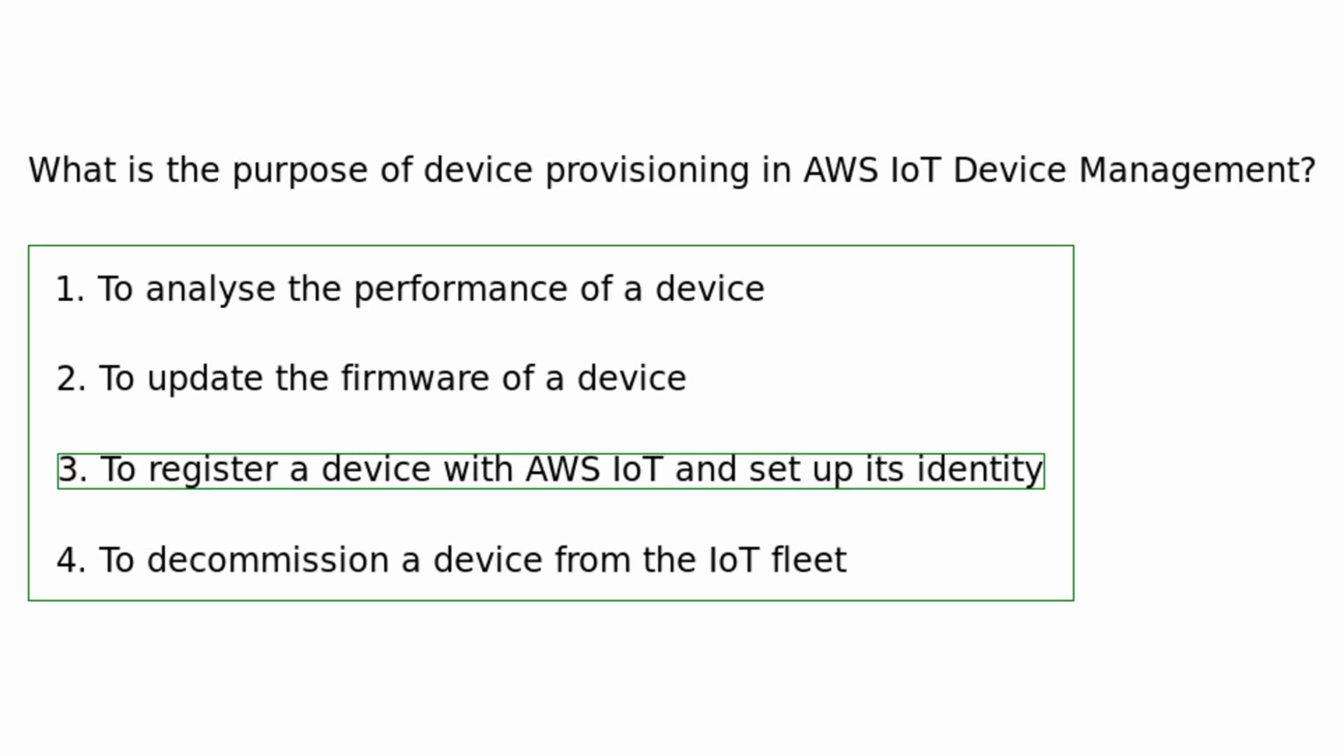Device provisioning in AWS IoT Device Management is the process of registering a device with AWS IoT and setting up its identity. This involves creating a thing, attaching a certificate, and setting up policies to control the device's permissions.